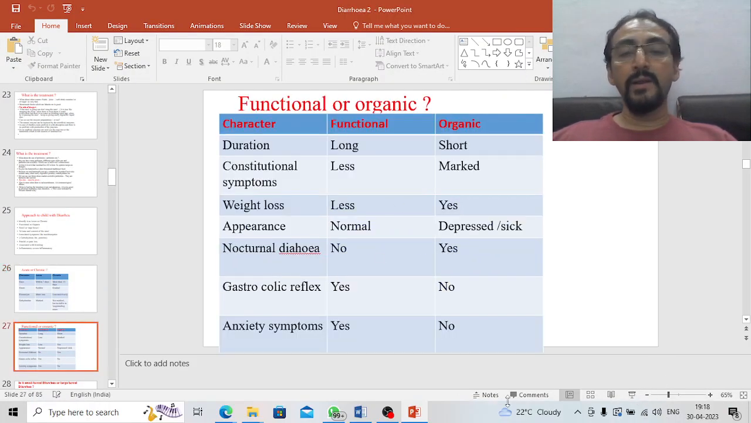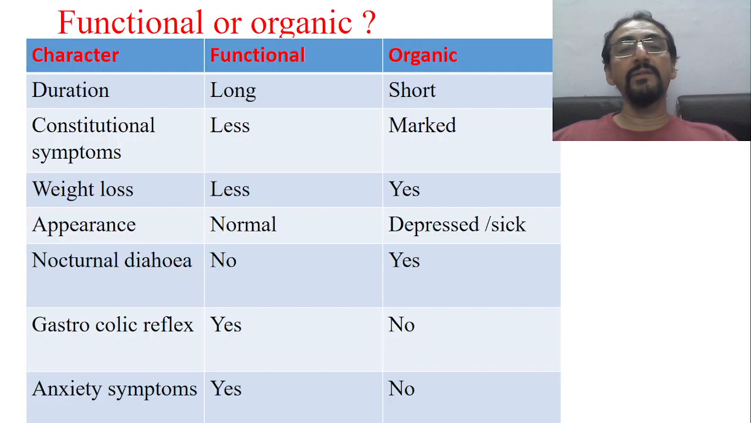Now you go for another important thing, identify whether it's functional or organic. Functional means without any obvious cause, maybe psychological, etc. So the duration is long. Organic means the duration is short. Okay, if it is gastroenteritis, you will have a particular duration and the symptoms go on worsening. Whereas in functional, it will persist for many days, but still the child is not having much problem.